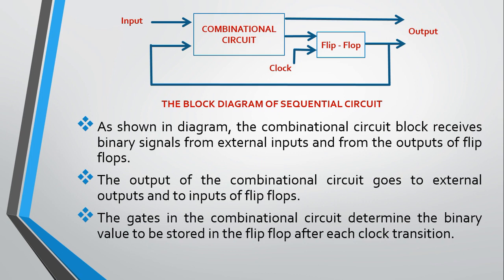The second point is what? Whenever there is an output of the combinational circuit, one output goes to the external destination and another goes into the flip-flop. Now this flip-flop contains binary information. It produces output based on what? Based on a clock transition. And you can reuse the output of the flip-flop as an input of the combinational circuit. So these all are the points related to the block diagram of a sequential circuit.